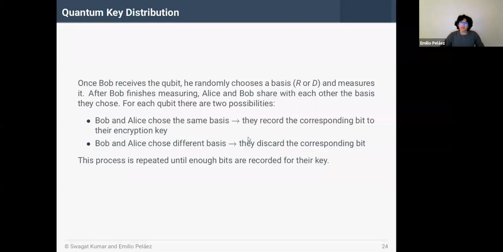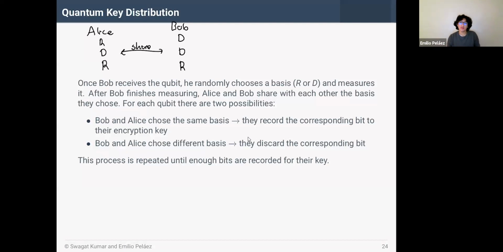Once Bob receives the qubit, he randomly chooses a basis, rectangular or diagonal again, and measures it. After Bob finishes measuring, Alice and Bob share with each other the basis they chose. So, let's say Alice chose rectangular, diagonal, rectangular, and Bob chose diagonal, diagonal, rectangular, they're going to share this with each other. Just a string of bases, okay?